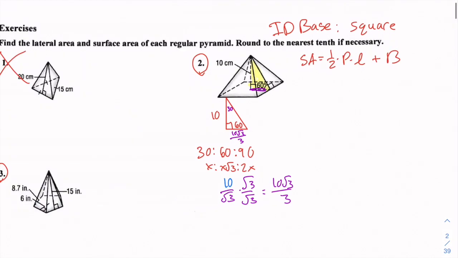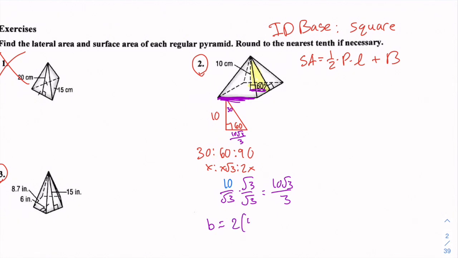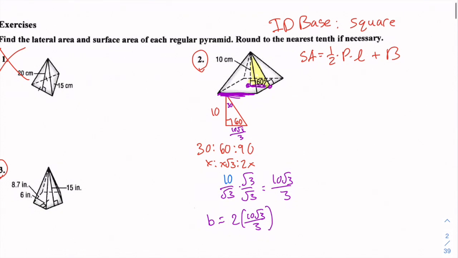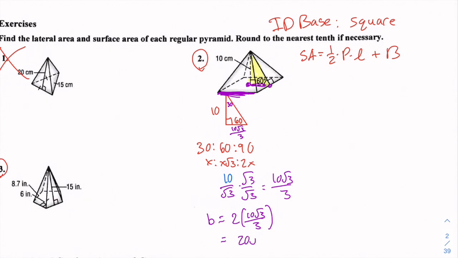Okay, so now we can actually find the base. This base right here is actually going to be 2 times that, right? Because again, it's a regular pyramid. So this center to this edge is always going to be halfway. So we just got to times it by 2. 20 radical 3 over 3 is the base. Okay, so now once you have that, we can identify our base. So let's find the base area, which is really the fact that it's a square. It's going to be 20 radical 3 over 3 squared.